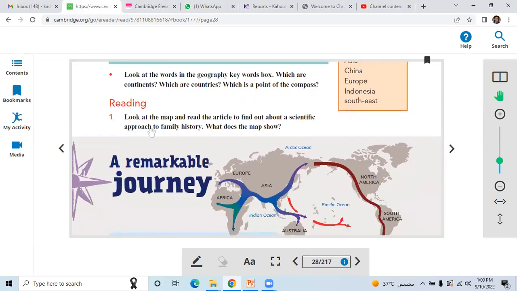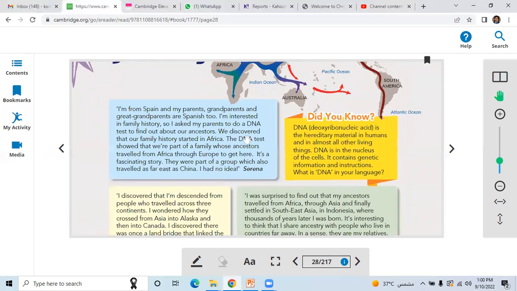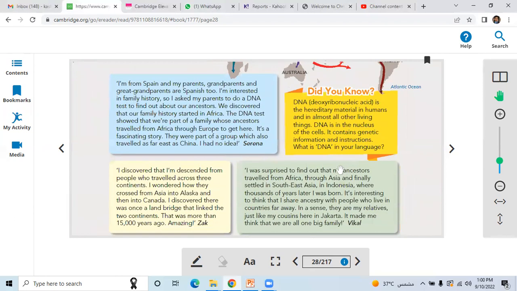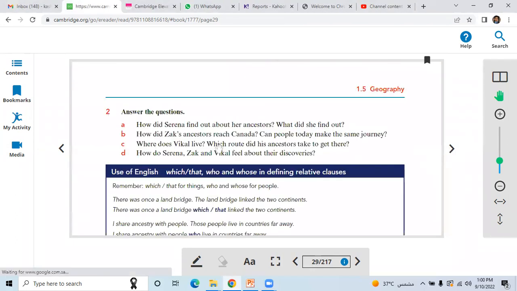Okay, in reading, look at the map and read the article to find out about the scientific approach to family history. What does the map show? Look at this map. Right, so we have read all the text here. I'm not going to repeat it. I'll go to the questions and answers here.